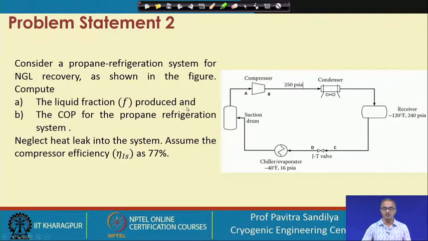Now we come to the same system. Here we have to find the liquid fraction produced and the COP of the refrigeration system, and we have been given that we assume the compressor efficiency is about 77% and heat in-leak into the system is neglected.